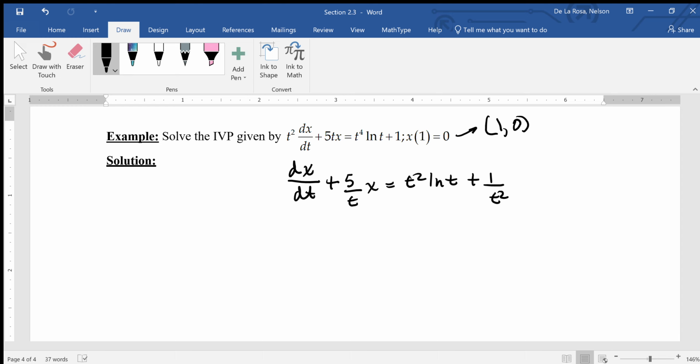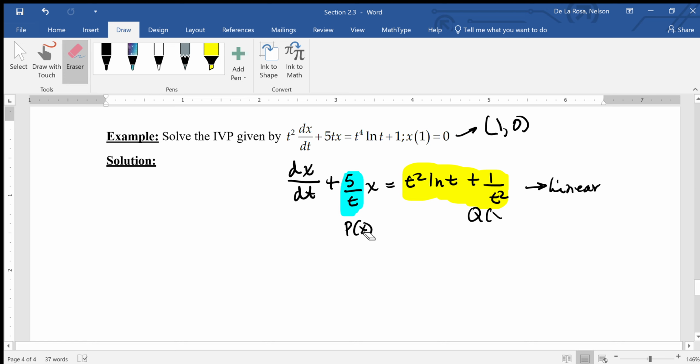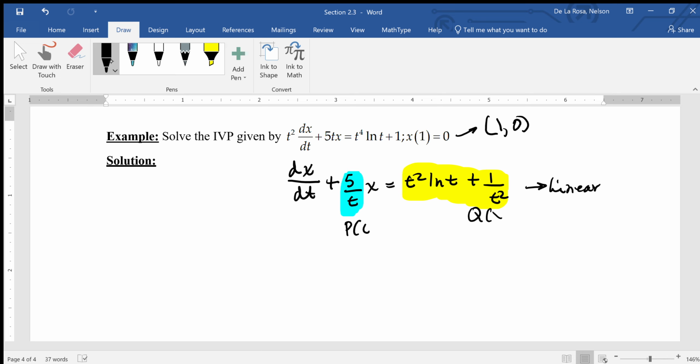So as you can see, this equation is written in linear form. This expression multiplying x is p of x, and the term on the right by itself is q of x, so it is linear. But in this case, since the independent variable is t, it should be p of t and q of t.